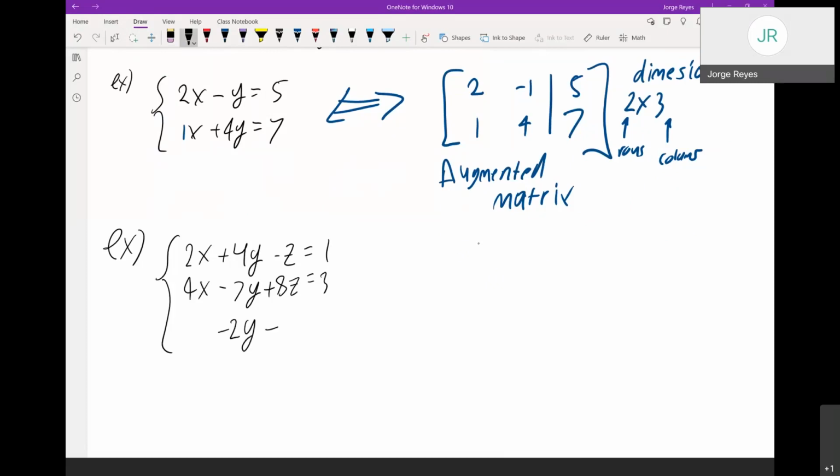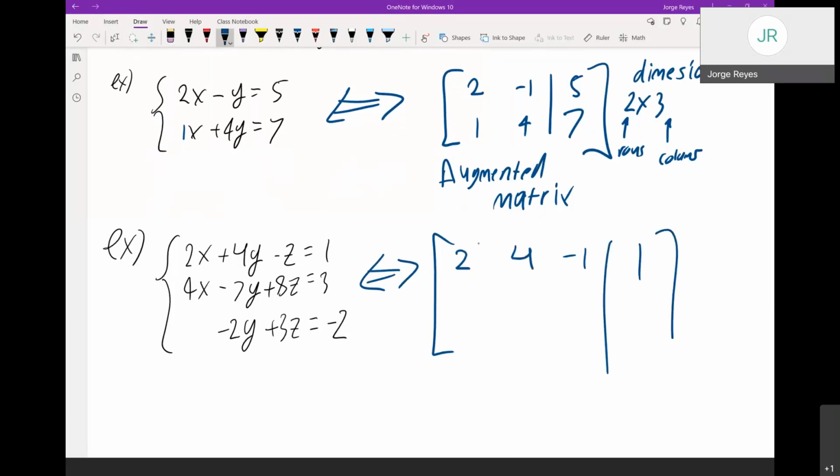Minus 2y plus. So here I have a system, and I'm going to write its corresponding augmented matrix. 4, -7, 8, 3. There's no x here, so that means we're going to put 0, -2, 3, -2. So we see the bigger the system, the bigger the matrix.